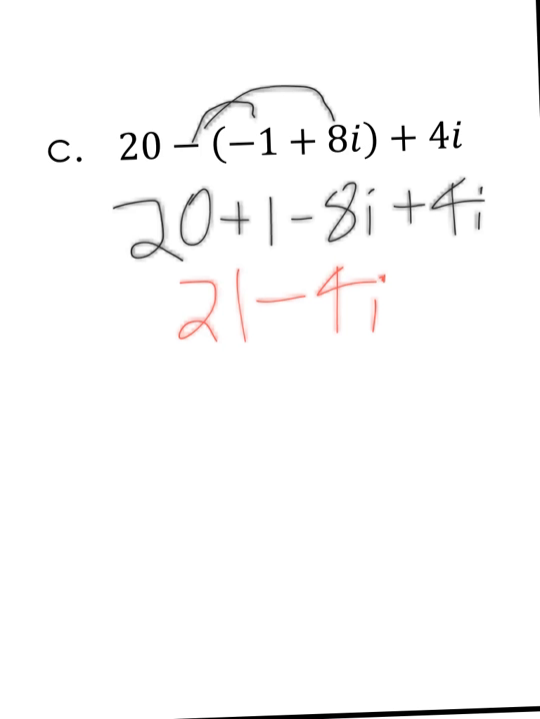The last one, 20 minus negative 1, and 20 minus 8i. So I distributed the negative. It becomes 20 plus 1, and 20 minus 8i. So 20 plus 1 is 21. Negative 8i plus 4i is negative 4i. Alright, let's move on to the next section.